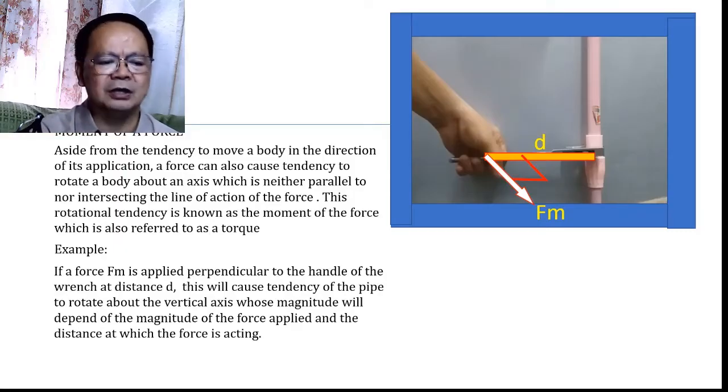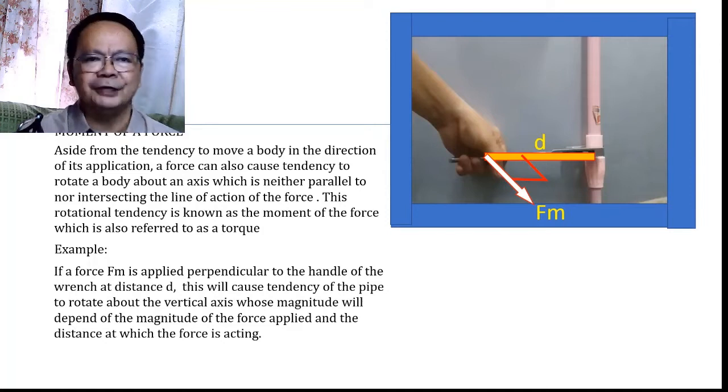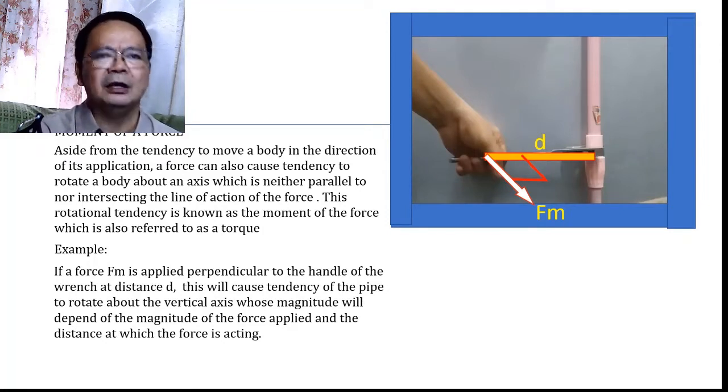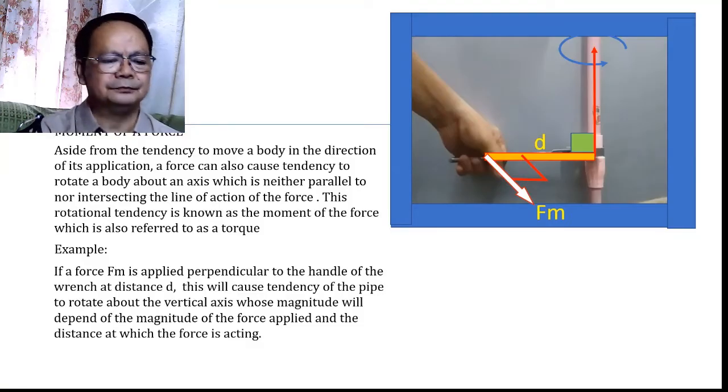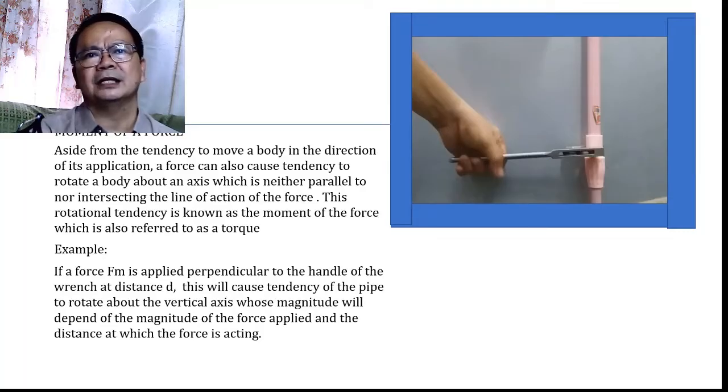Thus, this will cause a tendency of the pipe to rotate about the vertical axis whose magnitude will be depending on the magnitude of F sub m and that of d. It will be rotating about its vertical axis, which is perpendicular to the plane containing the magnitude of the force. So let us look at this illustration. What will happen? Okay.